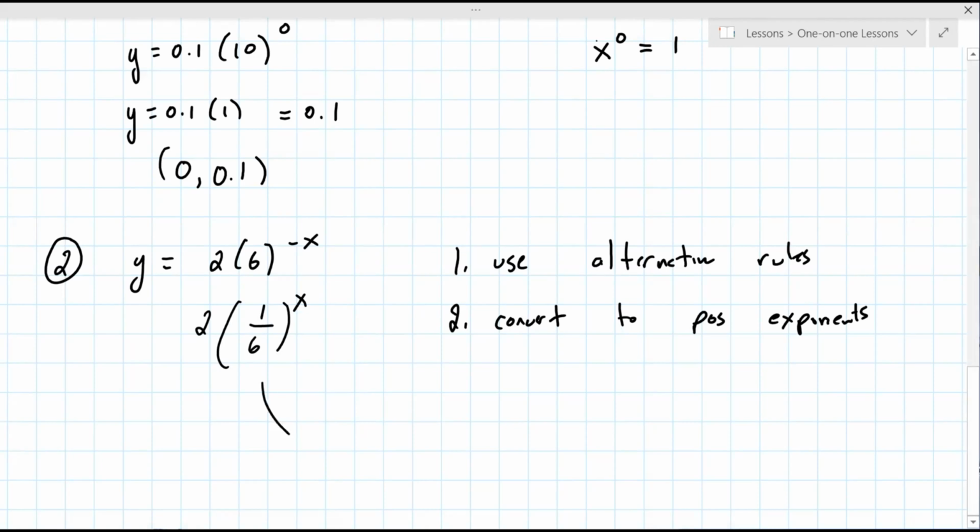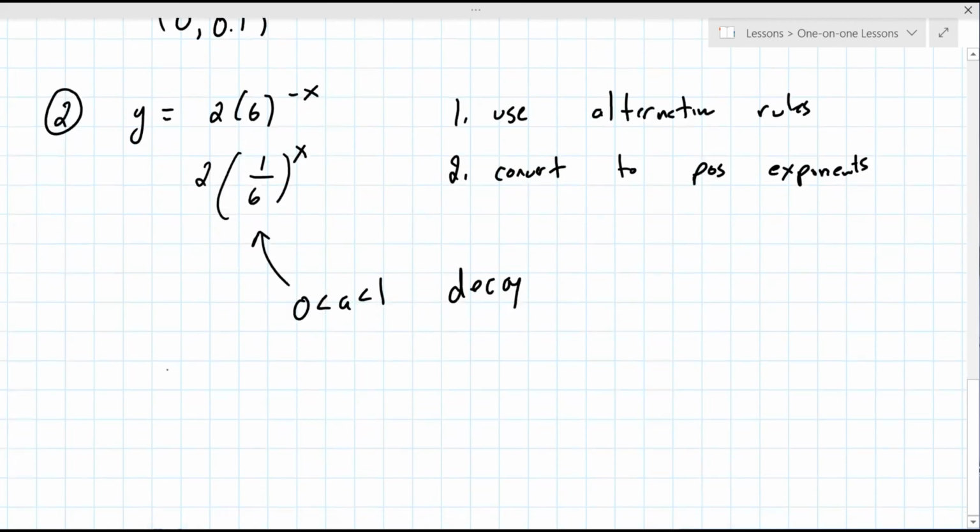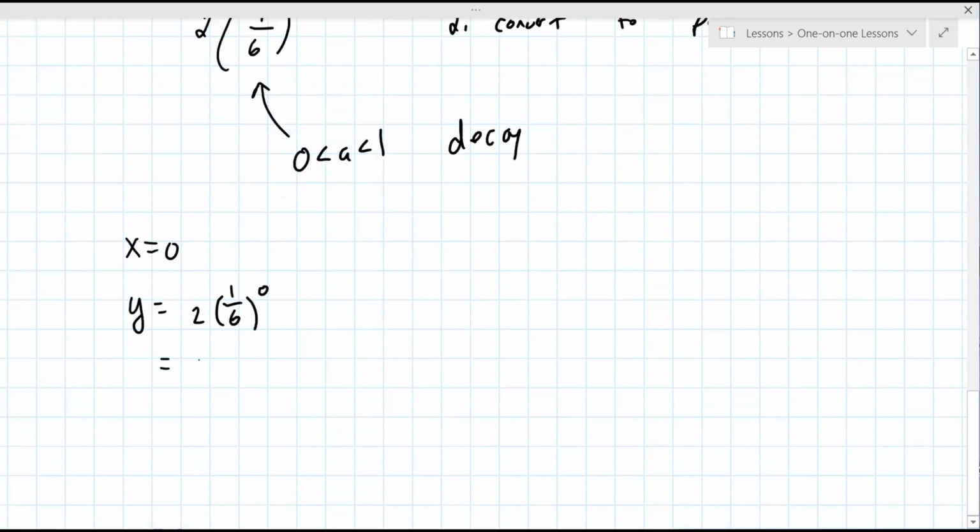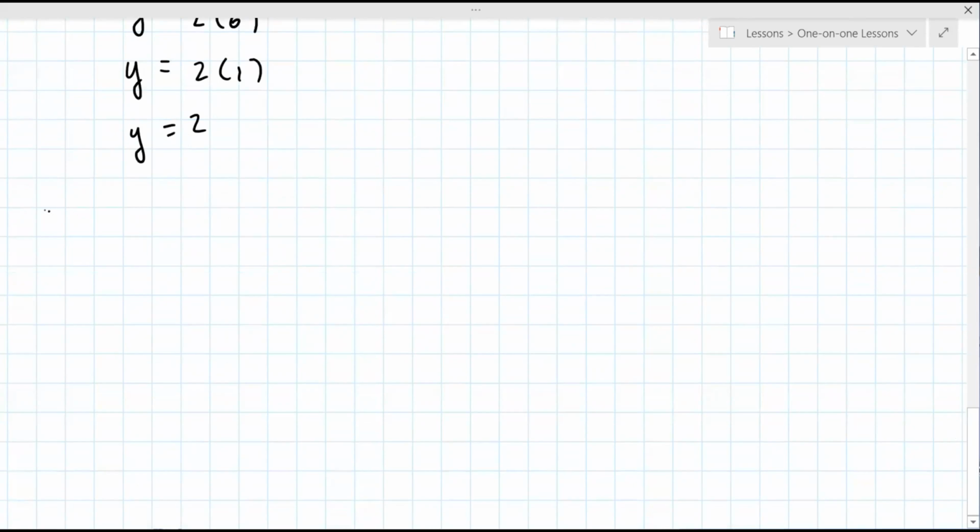Yeah. Since this number is between 0 and 1, it's decay. And then to find the y-intercept, you put x equals 0 into the equation, so you get y equals 2 times (1/6) to the 0 power. Anything to the 0 power is 1, so it's 2 times 1, y equals 2. Anything unclear about that? No, I got it.